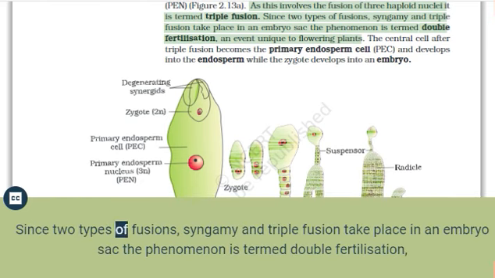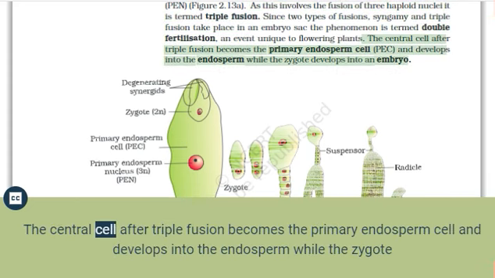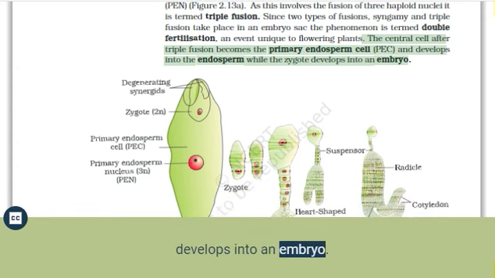Since two types of fusions, syngamy and triple fusion, take place in an embryo sac, the phenomenon is termed double fertilization, an event unique to flowering plants. The central cell after triple fusion becomes the primary endosperm cell and develops into the endosperm, while the zygote develops into an embryo.